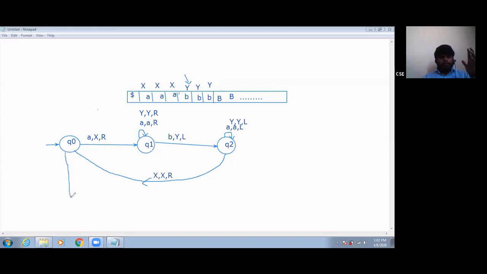Q0 on Y, what do I need to do? Here for Q0 on Y, I need to define the transition Y comma Y, and I need to move right-hand side. And again, one more state I require.